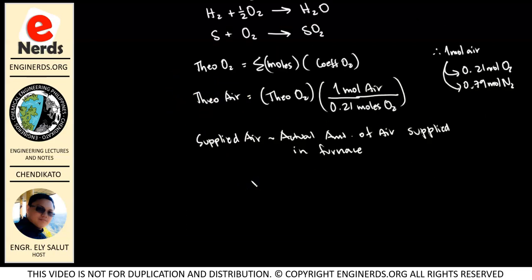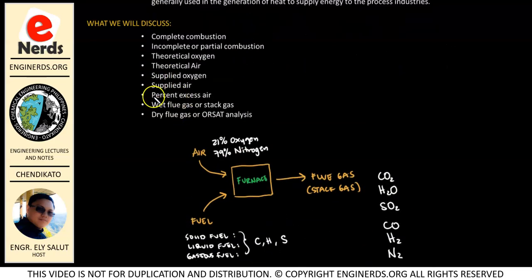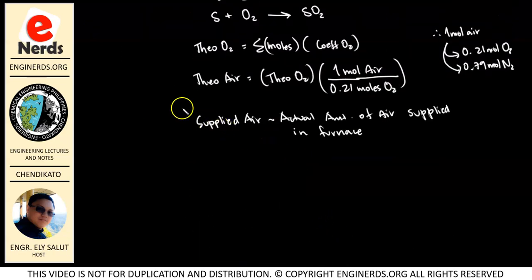But we can supply air more than the theoretical air. So, we have to take note kung gaano karaming air talaga yung sinupply natin because it's not always the exact amount ng ating theoretical air. Okay? So, ito yung actual na amount ng air that we feed sa ating furnace. Now, ano tong tinatawag nating percent excess air? So, yan yung sinasabi natin dito. That we supplied air more than the actual theoretical air. So, kung gaano karaming sobrang air ang sinupply natin compared sa theoretical air, yan yung tinatawag nating percent excess air.